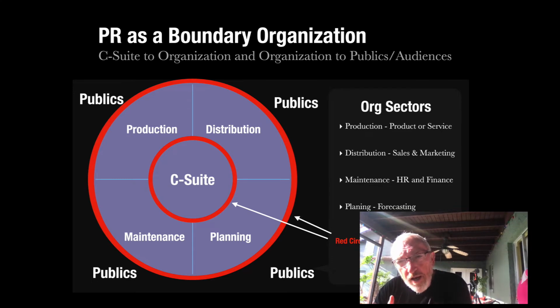So then what happens is the strategy, which is usually inherent in the strategy that's coming from the C-suite, includes operational and tactical information. And that's what gets dealt with in the outer circle of production, distribution, maintenance, and planning. And of course, that's going to have impact on our publics, our audience of the organization. So public relations domains are both the C-suite and the boundary between the C-suite and the organization and the outside world.